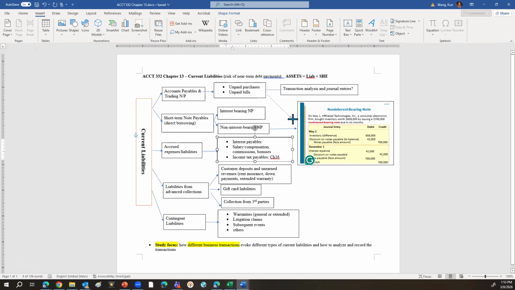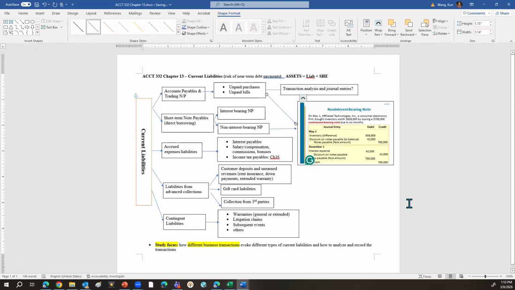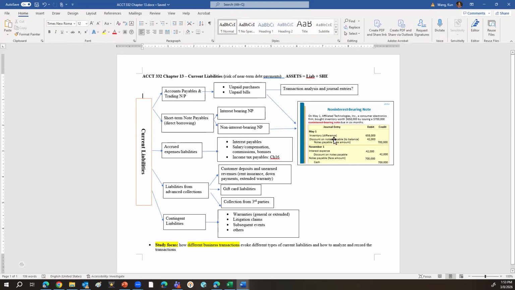Oh, it doesn't matter the reason for us to have the non-interest notes payable. It is called non-interest bearing because the interest is not directly printed on the face of the note. So when you sign the note for the purchase or the borrowing, you see the journal entry like May 1st, we recognize that you buy the inventory. Okay, the cost of the inventory is discounted.